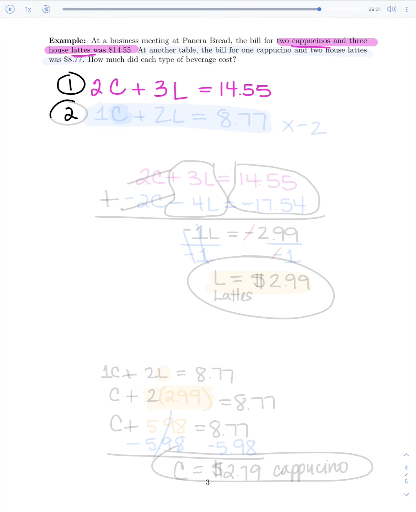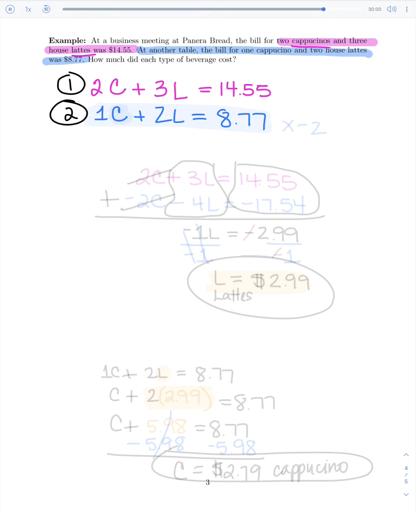Let's come up with our second one. Hopefully that'll come from the second sentence. At another table, the bill for 1 cappuccino and 2 lattes was $8.77. So on this second bill, I've got 1 cappuccino, 2 lattes, and that should give me a total of $8.77.